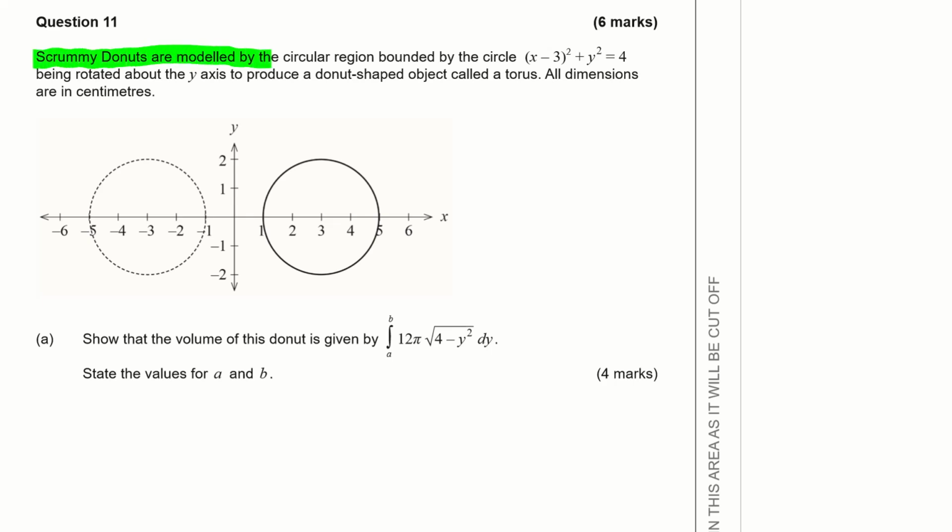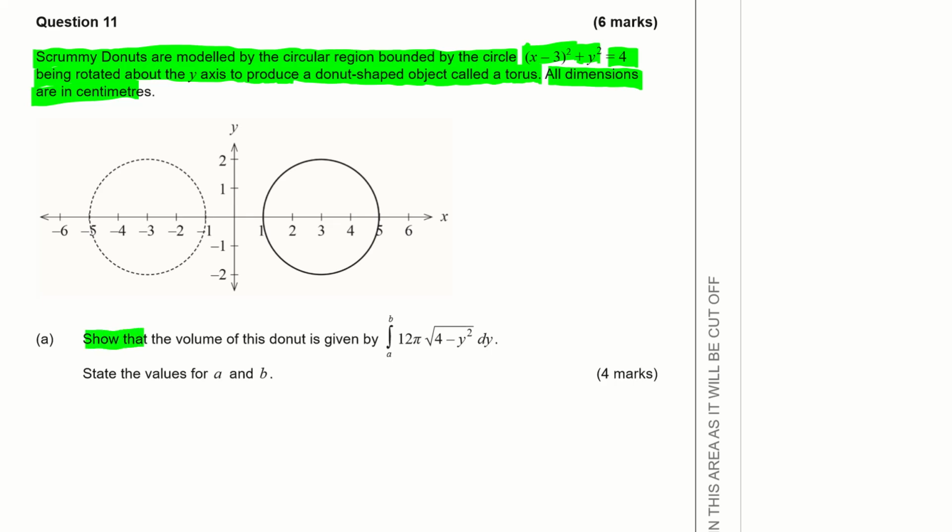Scrummy donuts are modelled by the circular region bounded by the circle (x − 3)² + y² = 4, being rotated around the y-axis to produce a donut-shaped object called a torus. All dimensions are in centimetres. Show the volume of this donut is given by the integral from a to b of 12π√(4 − y²) dy. State the values for a and b.